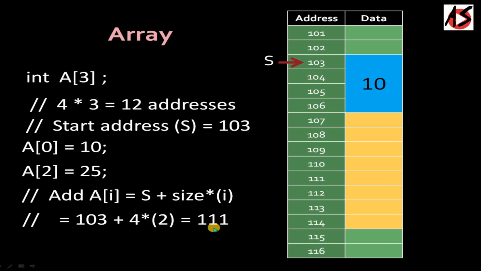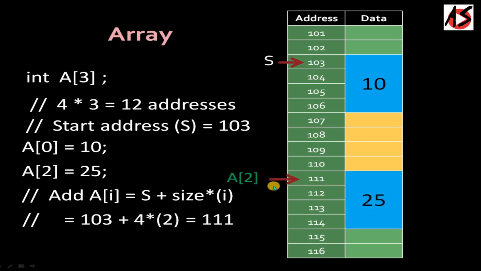So our A[2] element, that is 25, is stored at address 111 and the continuous 4 bytes from 111, 112, 113 and 114. The thing is, the array is calculating the next address. The array stores only the first address, and the remaining addresses of the array are calculated with the simple equation written over here.